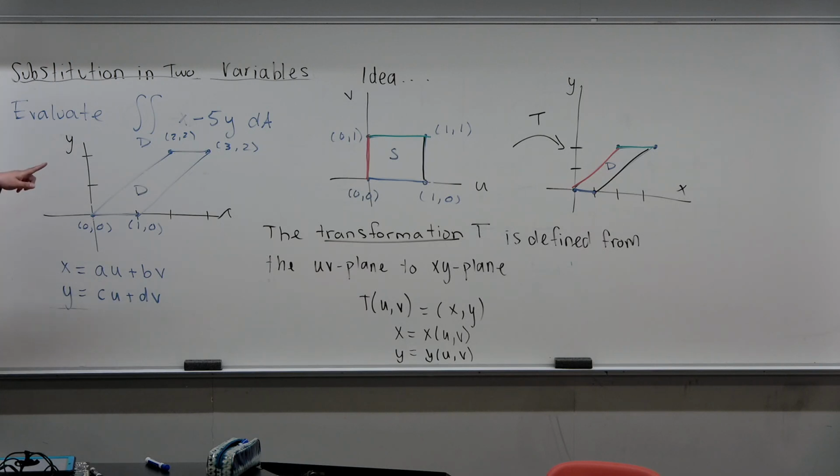So if we use what the vertices get mapped to, hopefully this will give us a linear system that will allow us to solve for all four values a, b, c, and d. So let's actually do the algebra.